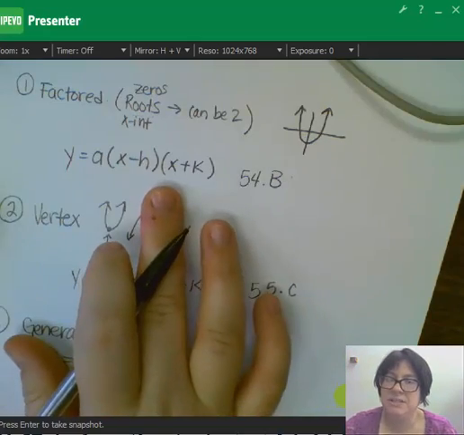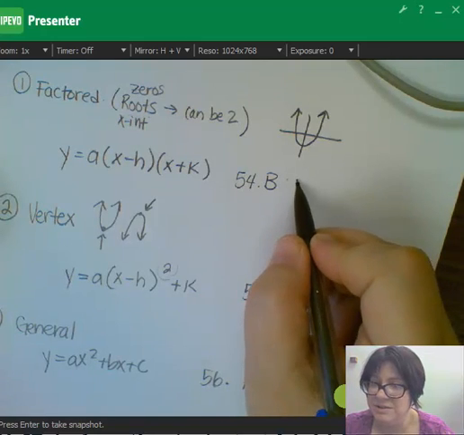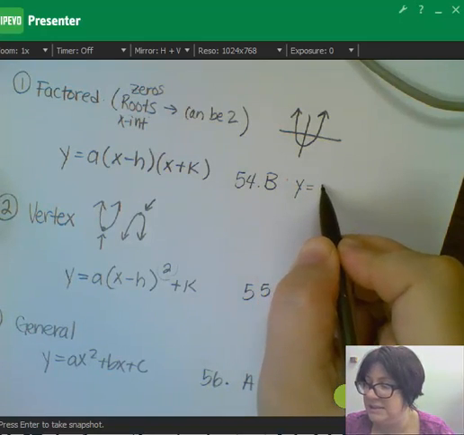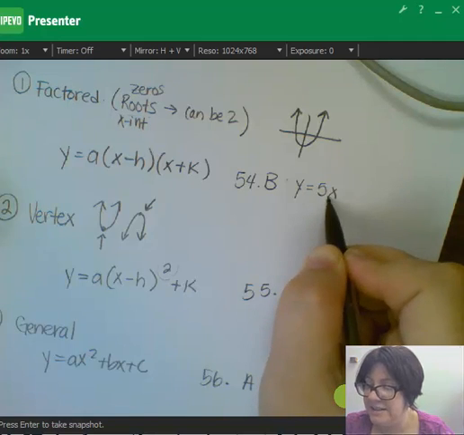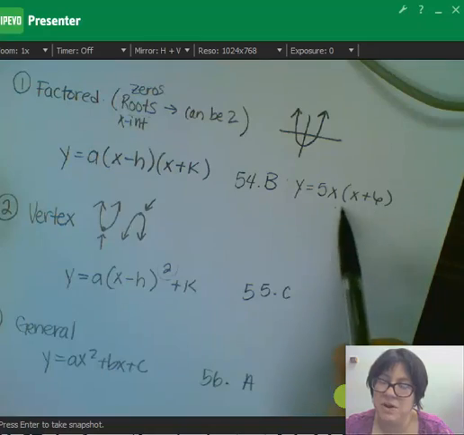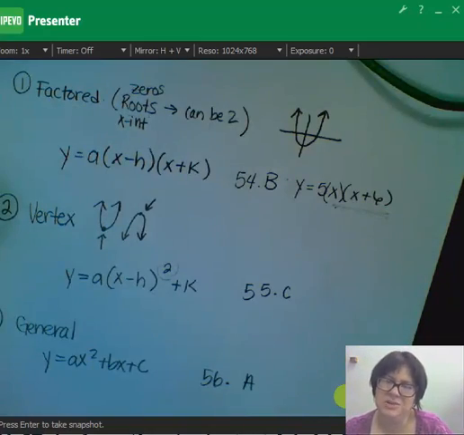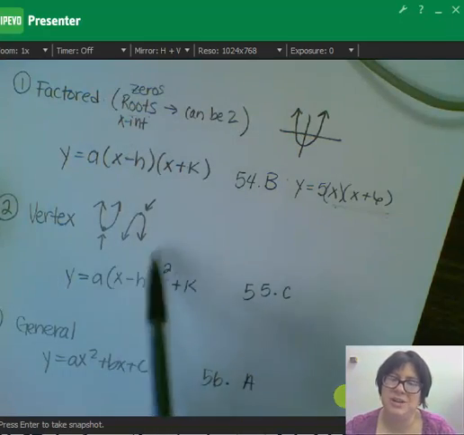I guess the one time I would tell you to kind of be careful with factored form is if one of the roots is at 0, so y equals 5x(x + 6). This is actually in factored form even though it has one set of parentheses, because I could put parentheses here, but we don't. So just be a little bit careful. That's just my way of helping you kind of remember them.